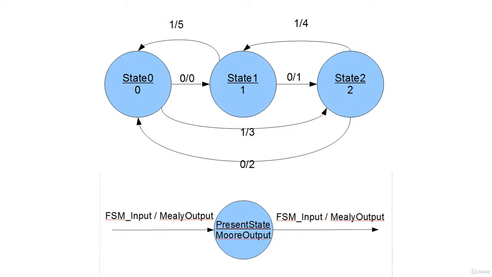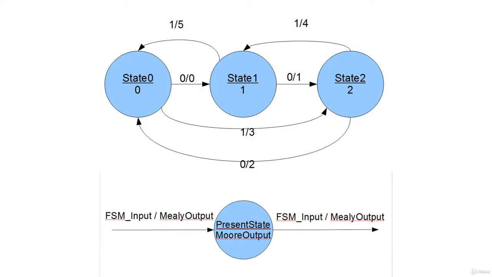Basically, if the FSM input is 0, then we would transition from state 0 to state 1, from state 1 to state 2, and from state 2 to state 0. But if the FSM input is 1, then we transition from state 0 to state 2, from state 2 to state 1, and from state 1 to state 0.